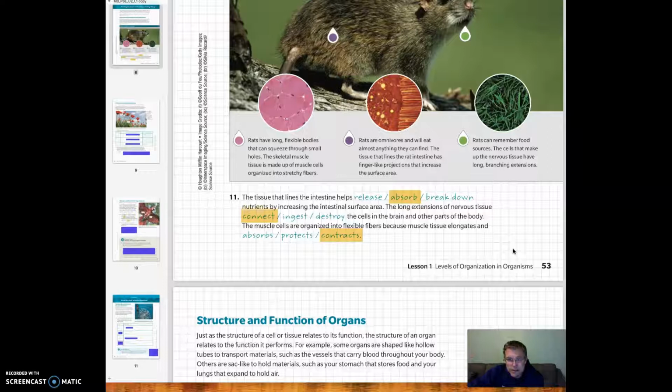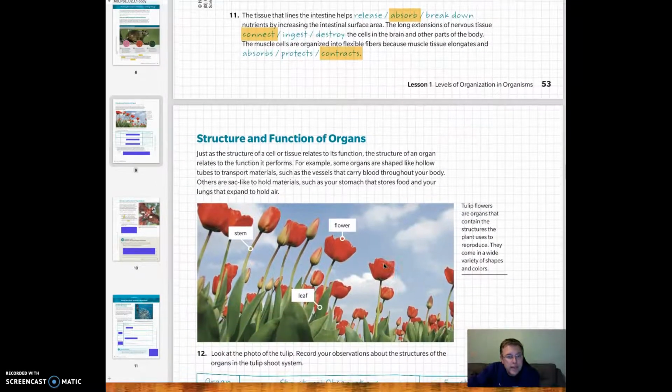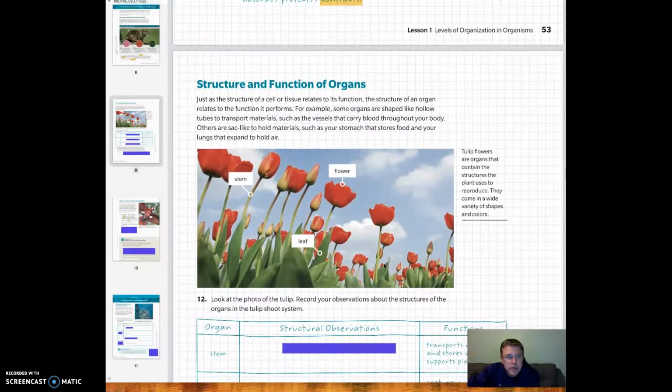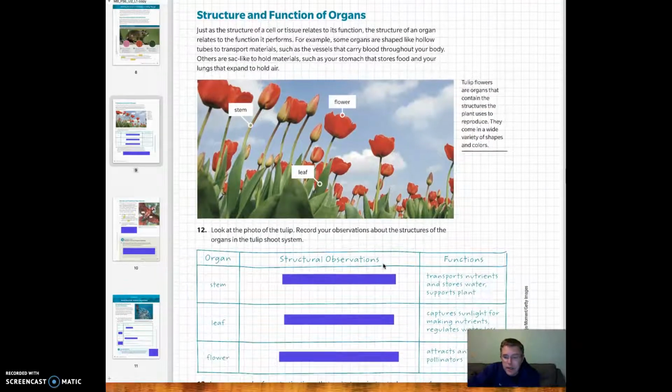So, rat muscles, just like human muscles, like my biceps, are going to elongate and contract, and that's what actually moves my forearm here. And that happens all throughout our body with my hands as they're moving around and throughout any organism that is moving around like that. As we keep going, structure and function in organs, same basic situation here.